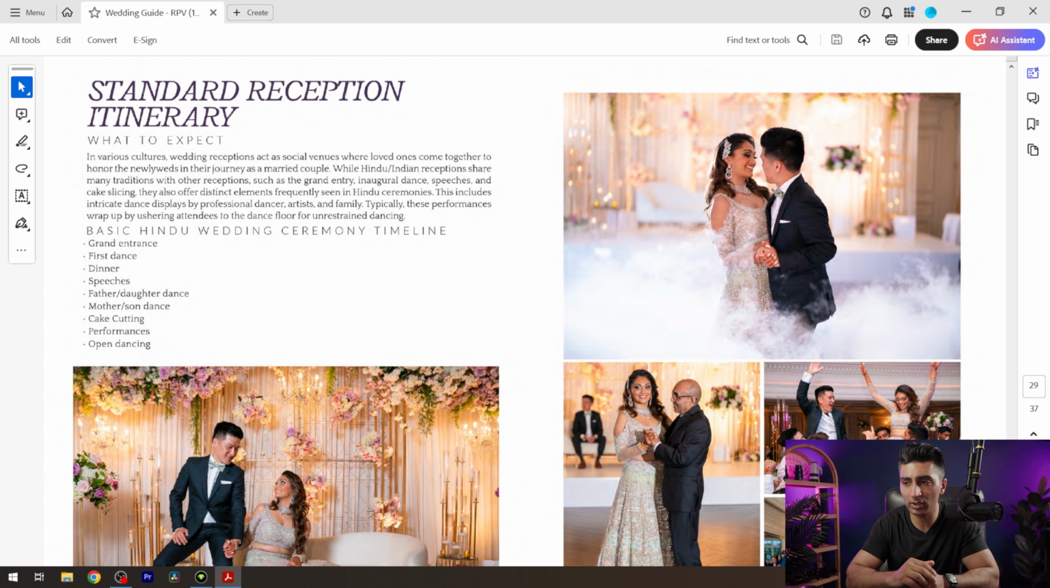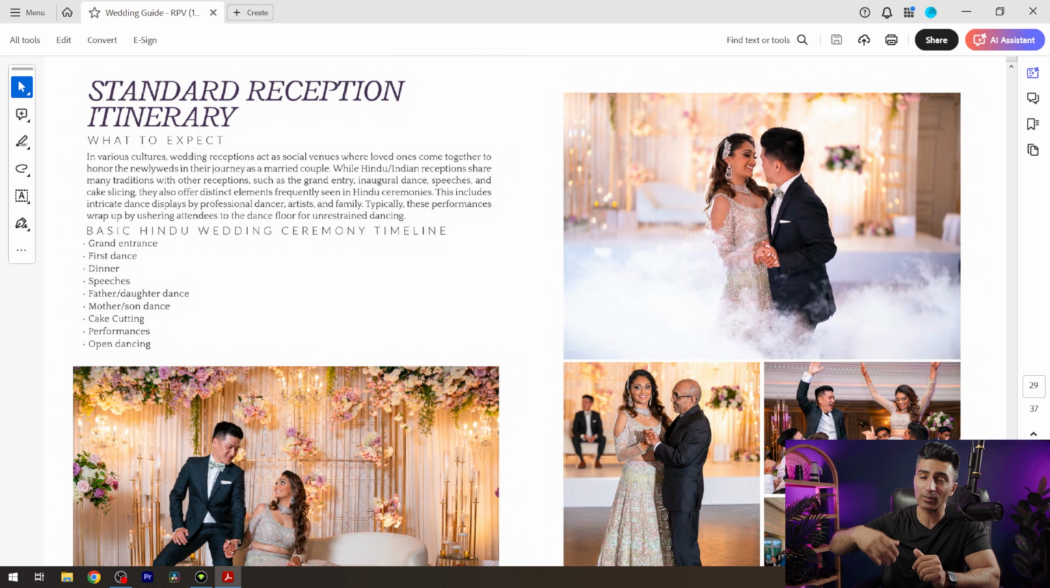Yours may change accordingly, but grand entrance, going into first dance, you can either open up dinner or appetizers. While that's happening, have your speeches. So best man toast, maid of honor toast, any other family members that would like to say something on your behalf. And then going into your father daughter, mother son dance, and then cake cutting if you're not doing it already earlier. And then performances.